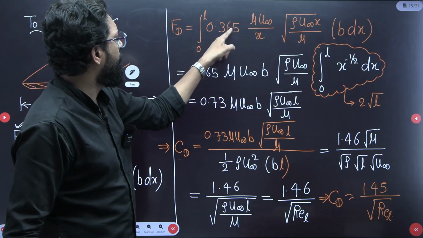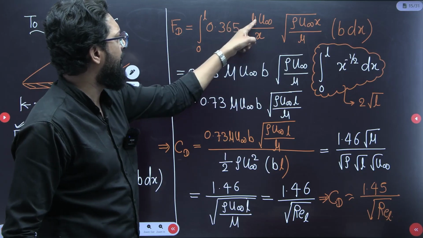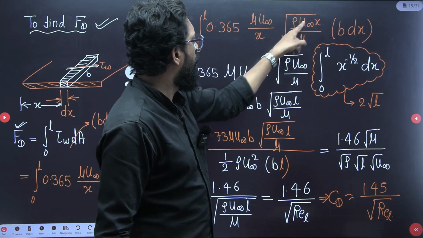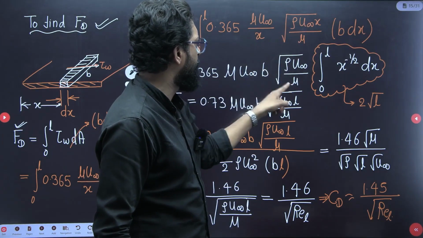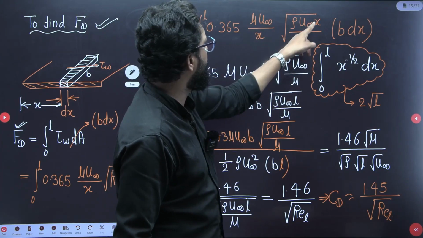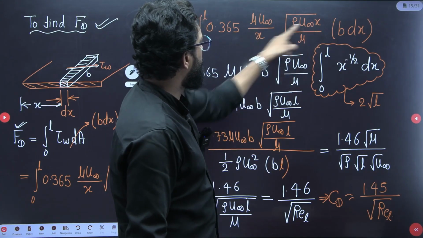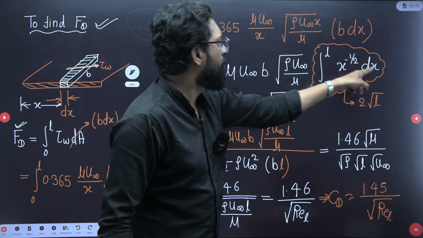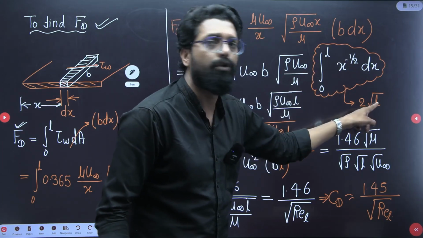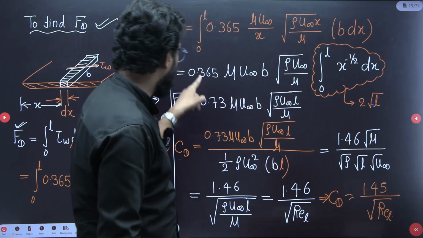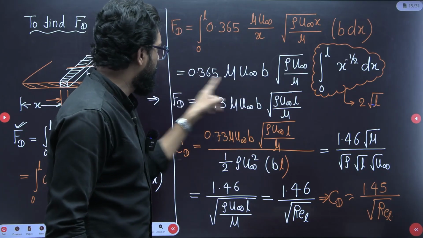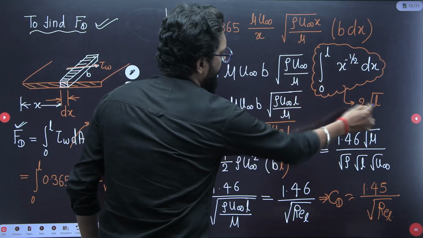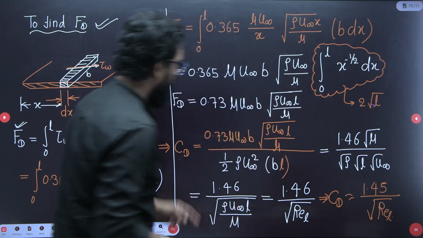We will take 0.332 outside, dynamic viscosity outside, u infinity outside, b the width of the plate outside, and rho u infinity by mu outside. Integrate 0 to L, what is left is the square root of x, that means x to the power minus 1 by 2. So if you integrate 0 to L, this is 2 root L. Multiply it, 0.332 multiplied with 2 is 0.664, mu u infinity into b root of rho u infinity, this L is inside the square root, into mu. So this is your drag force.